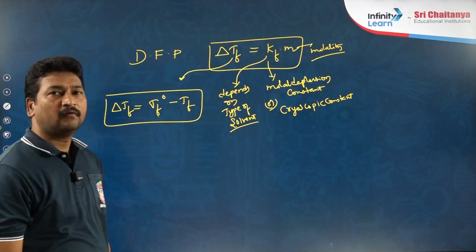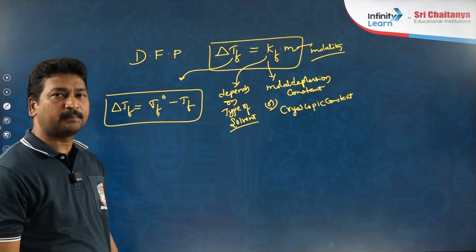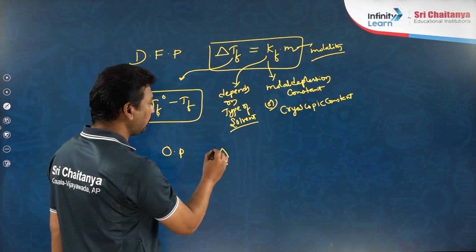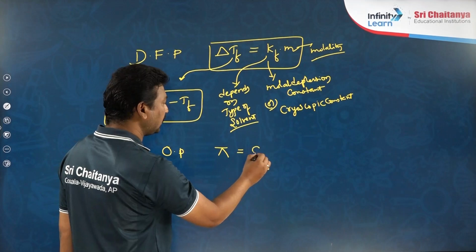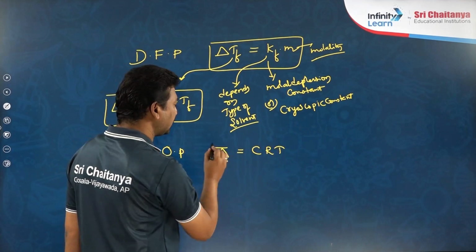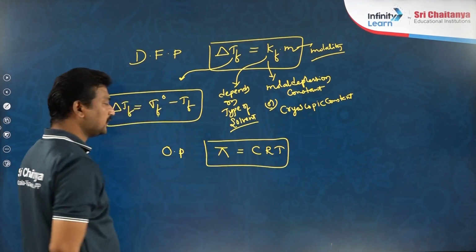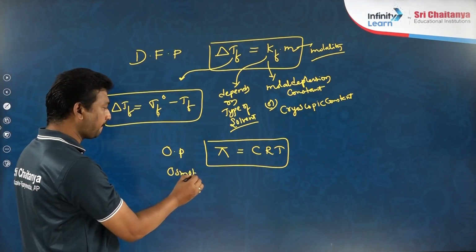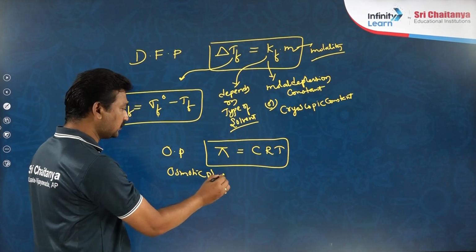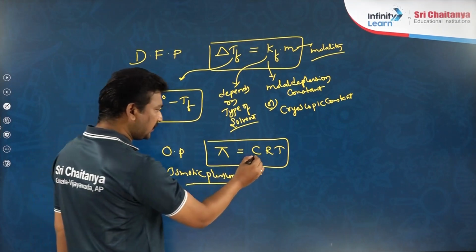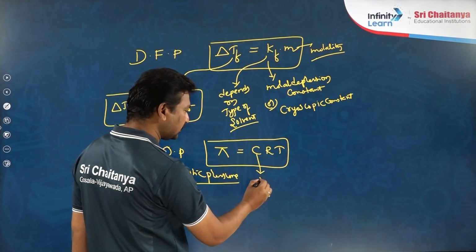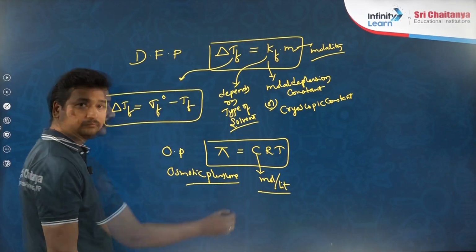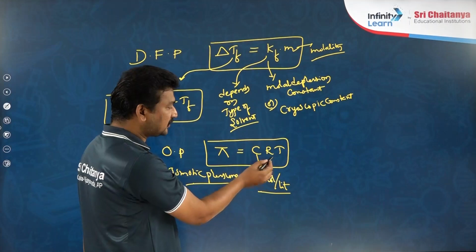And we have one more colligative property, the osmotic pressure. The expression of the osmotic pressure is pi equals CRT, or we can also say CST, where C is the concentration expressed in molarity, mole per liter, where R is the universal gas constant.